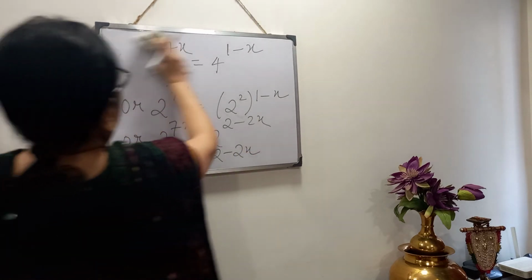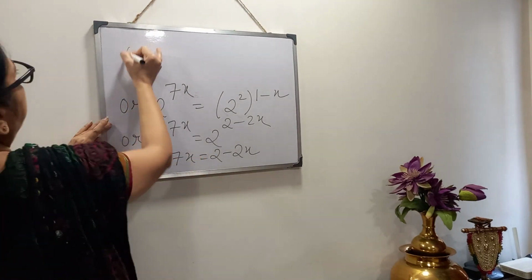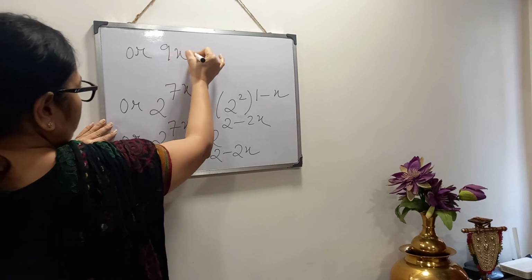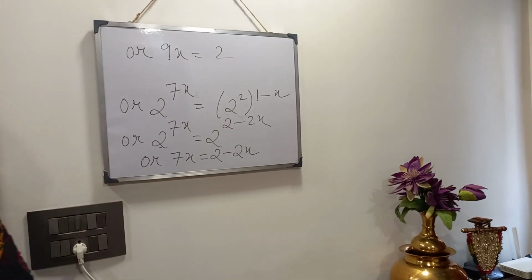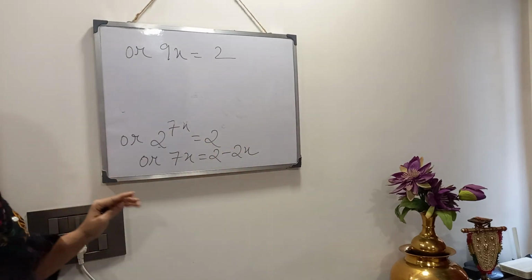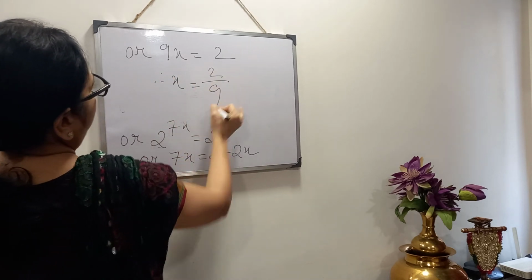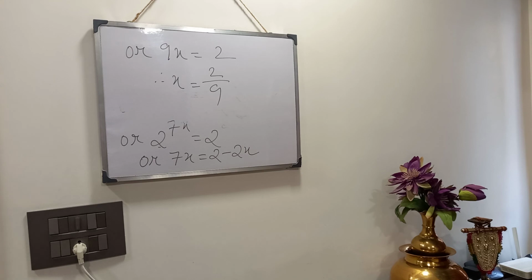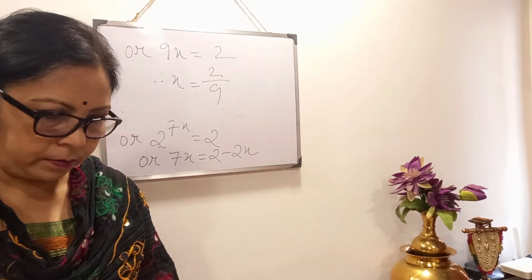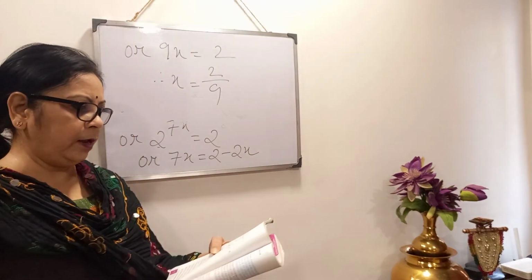Now you know 2x will come in left hand side. So 7x plus 2x means 9x equals 2. Clear? 9x equals 2. So x equals 2 by 9. This is my another solution. Clear? Now next one, next sum you will get in the next video.